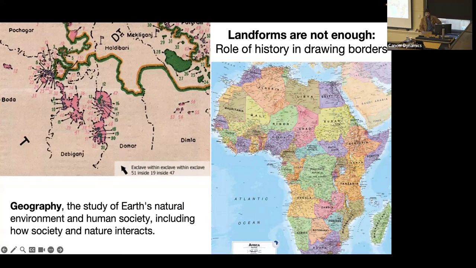So these are some enclaves here. You can see it's really a mess. And then you can see also the opposite in Africa, where some people just drew lines and decided these are countries. So all this is to say that what determines the borders can be multifactorial, but it's crucially important if we want to understand how, in this case, countries or these regions operate, right?